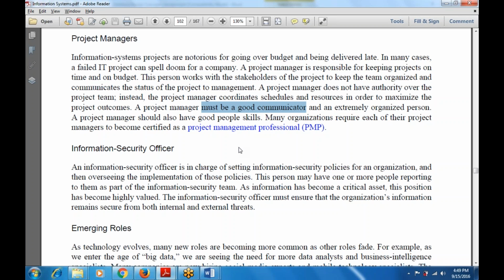Next one is the information security officer, who is in charge of setting information security policies for the organization and then overseeing the implementation of these policies. How the policies were implemented, what the various security officers are that are used with the information.